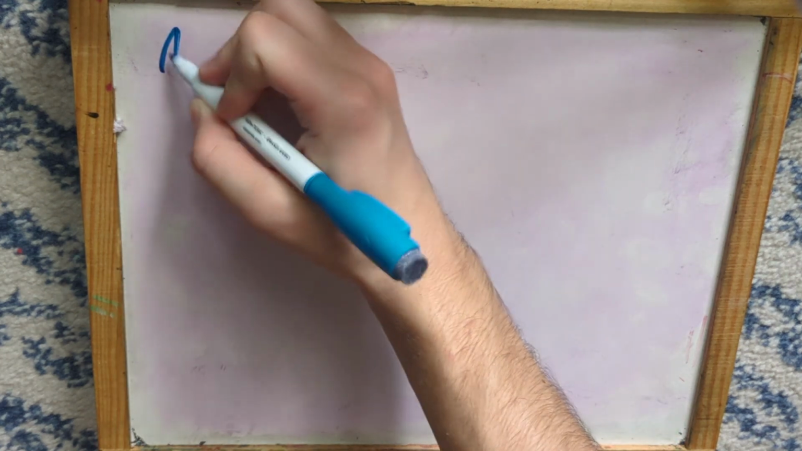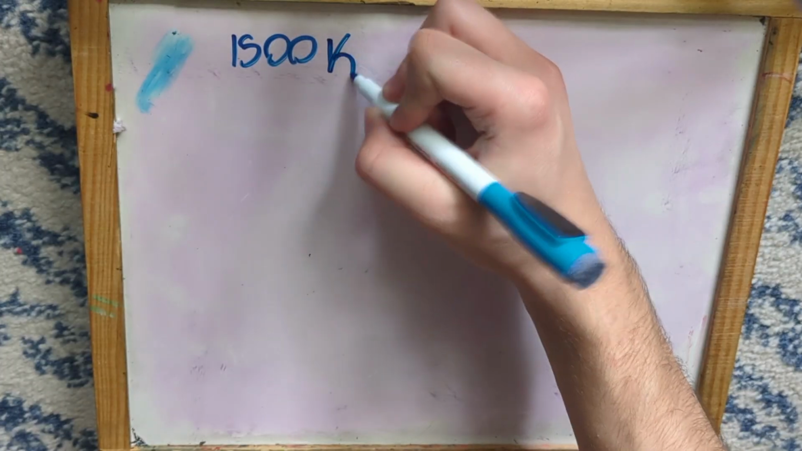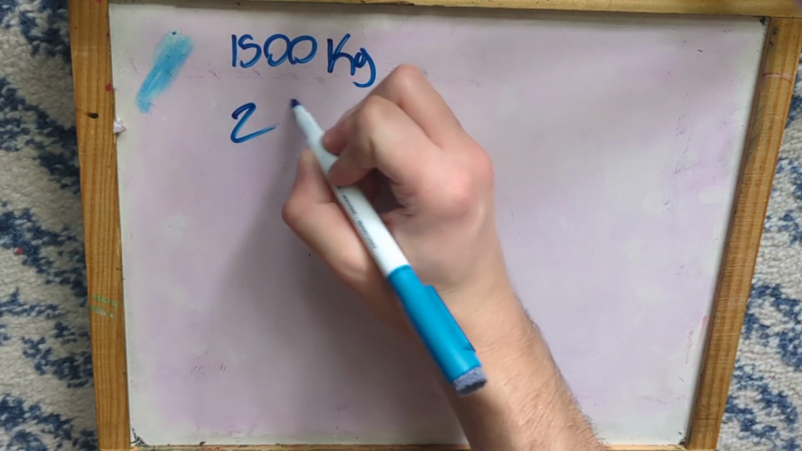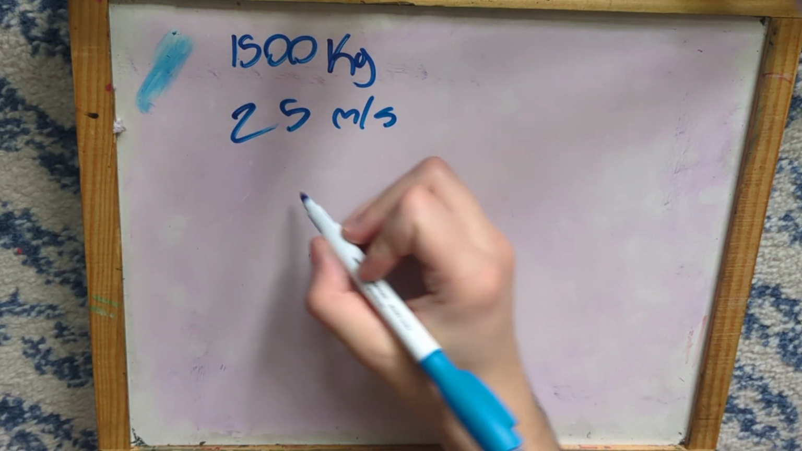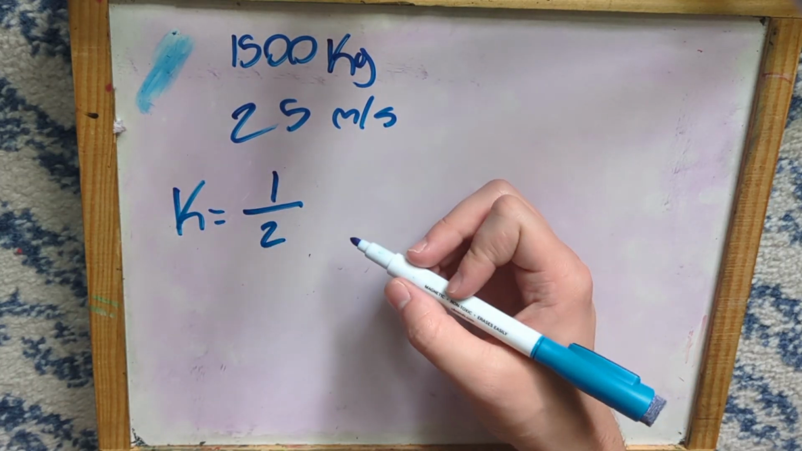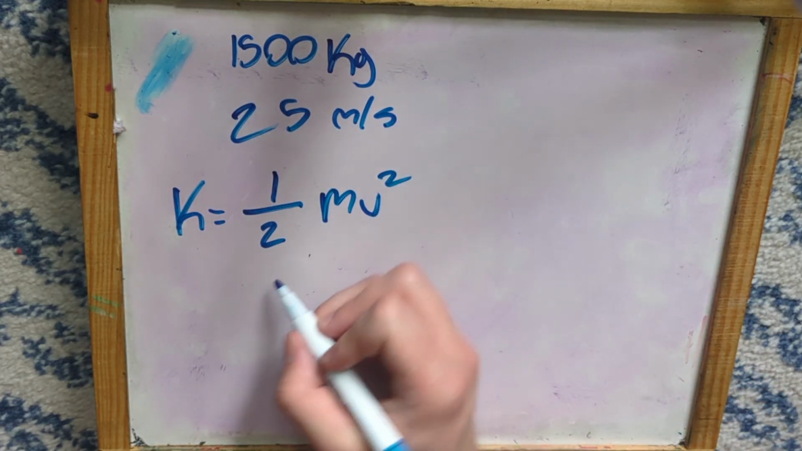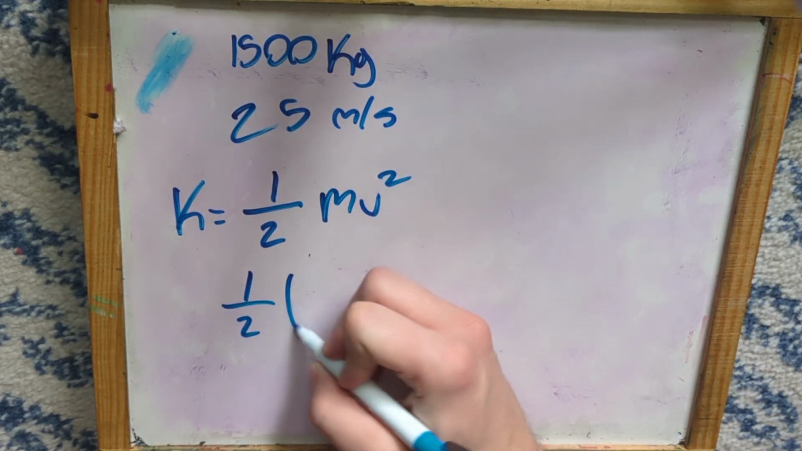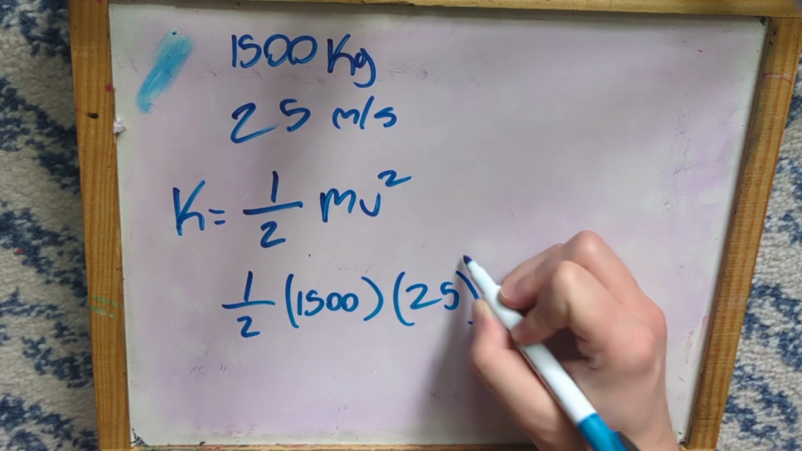Now, really quick, let's just do some quick examples. Let's say, for instance, that a 1500 kilogram car travels at 25 meters per second. Now let's calculate this kinetic energy. We're going to use this formula here: kinetic energy equals 1/2 times mass times velocity squared. So that'll end up being 1/2 times 1500 times 25 to the power of 2.